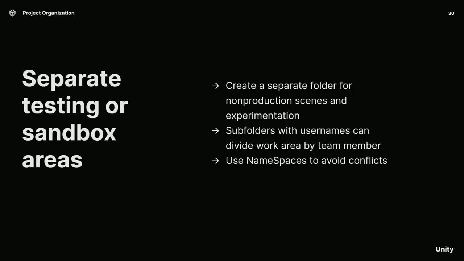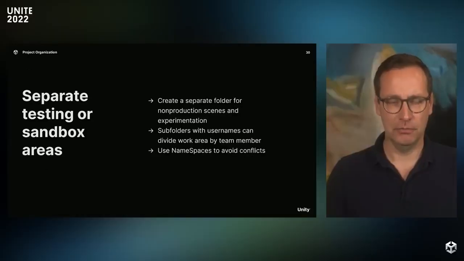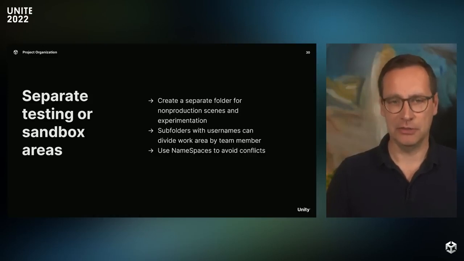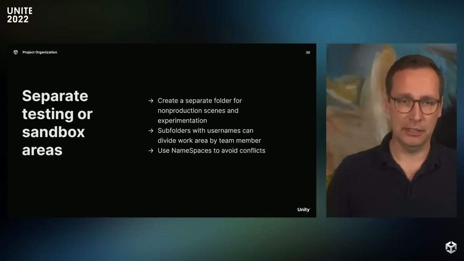Another tip to consider is creating a separate folder for non-production scenes and testing. That way, it's much easier to differentiate between what was created for testing purposes and what will make it into the final production. You can then always add more subfolders with usernames or certain areas to ensure you have a clean separation of the files you need across the different test areas. Another thing to consider is using namespaces to avoid conflicts between class names you declared in the production versus in the testing folders.